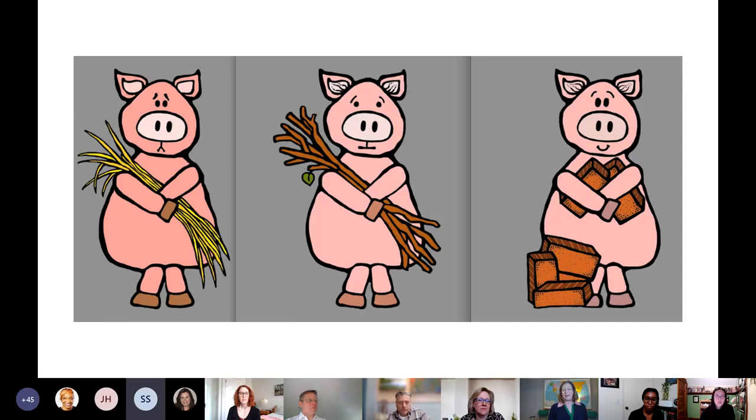But that third pig had worked so hard while his siblings were just kind of hanging out by their pools, by their straw and wood houses. And they said, what are you doing? And that pig said, I want to make my house out of bricks. And when that wolf came along and huffed and puffed and blew as hard as they could, you know what happened? That house stood strong.